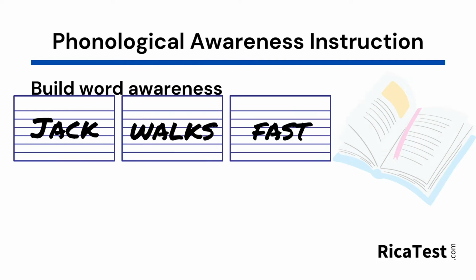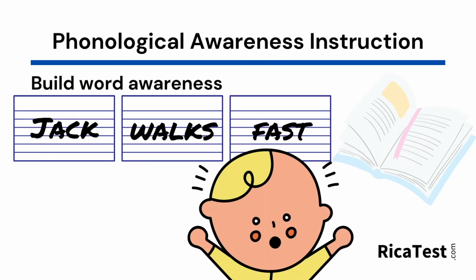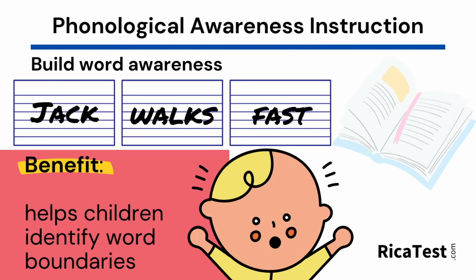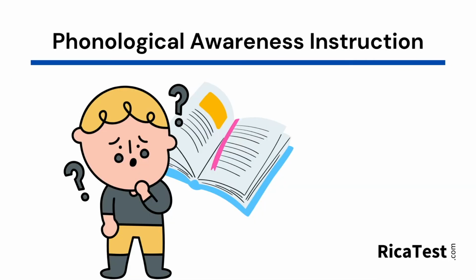If the student correctly answers 2, then the teacher builds off the first sentence and adds a word to create a 3-word sentence. For example, "Jack walks fast." This pattern can continue with more words and more challenging words to accommodate students' needs. Building word awareness skills helps children identify word boundaries and thereby helps them understand how many words are within a sentence. Let's look at another example.